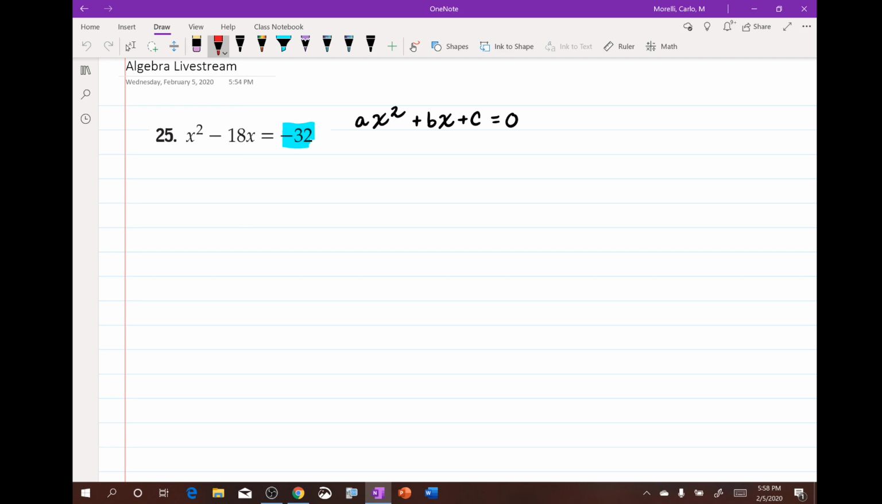That is exactly right. That is called an inverse operation. So we're going to put plus 32 and plus 32 on the left. Justify that using the addition property of equality. If we rewrite the quadratic at this point, we have x squared minus 18x plus 32 equals 0. And now we are in standard form.